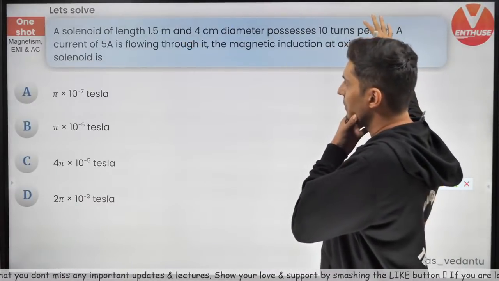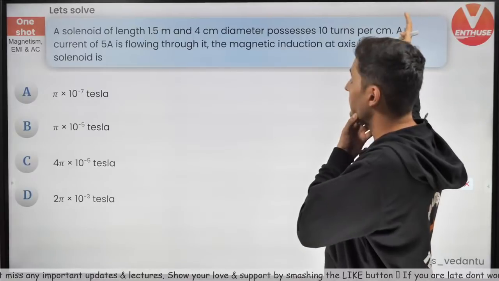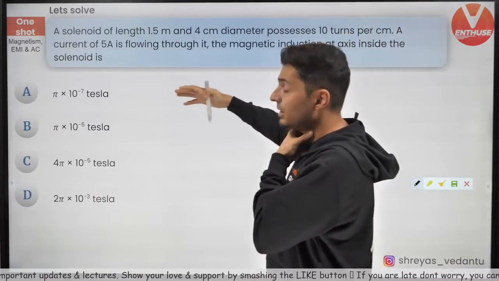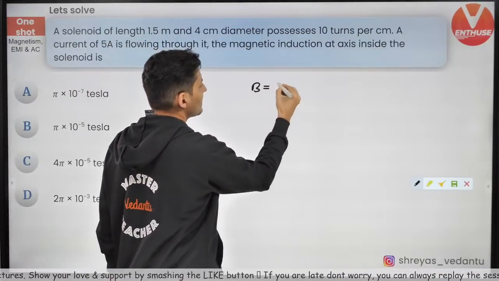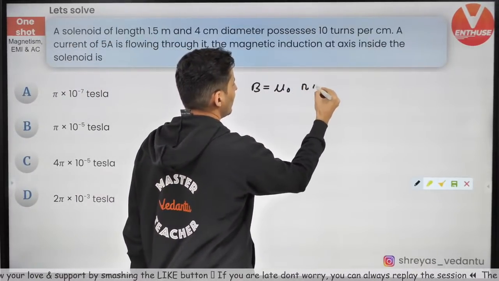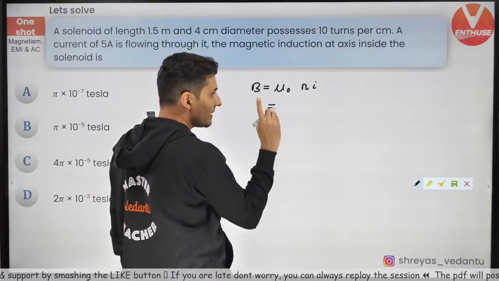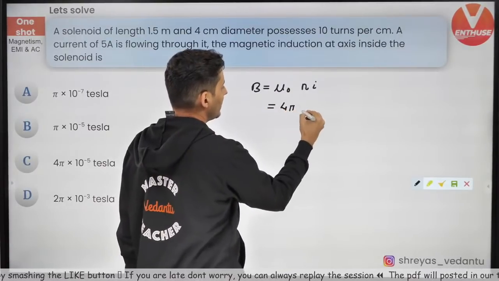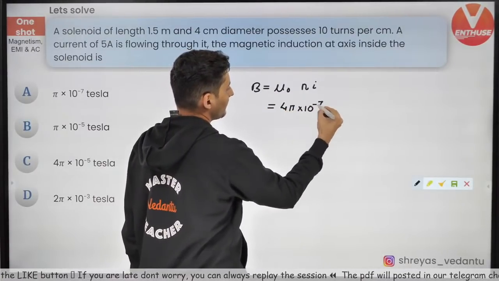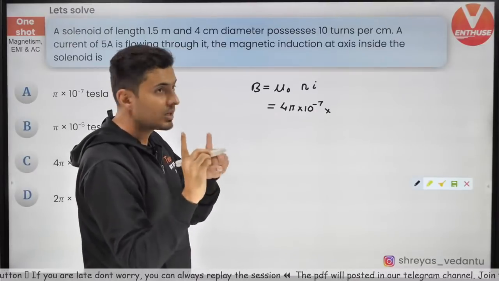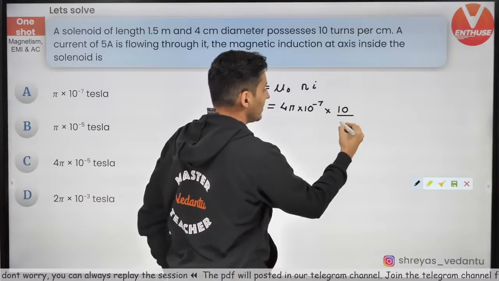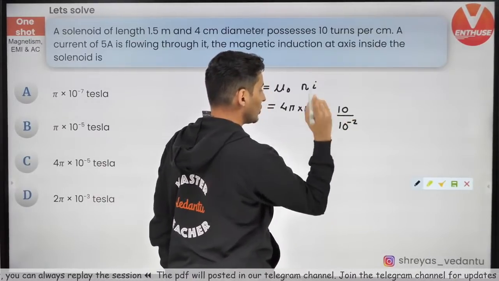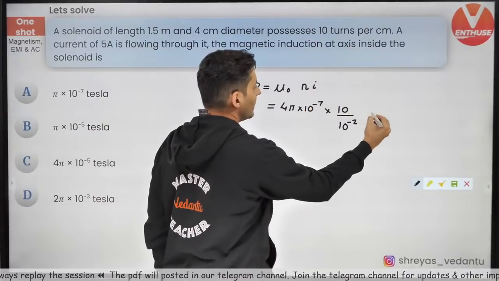So we have a solenoid. Turns per unit length is given. Current is also given. What do we need to do? We need to find the field, right? So B is mu naught n i. Mu naught is 4 pi into 10 to the power minus 7. Small n is turns per unit length: 10 turns per centimeter. 1 centimeter is 10 to the power minus 2 meters. That's n. Into the current.